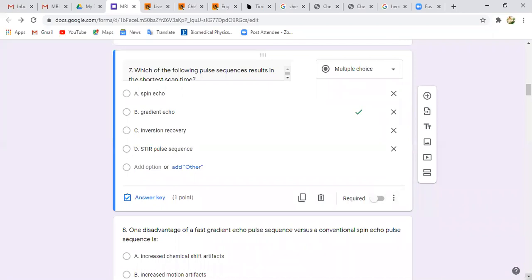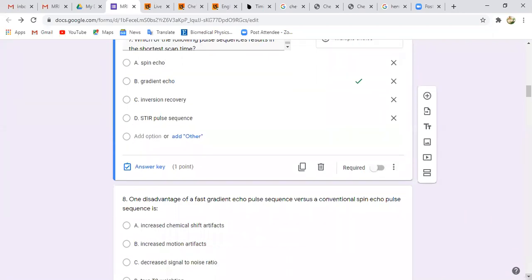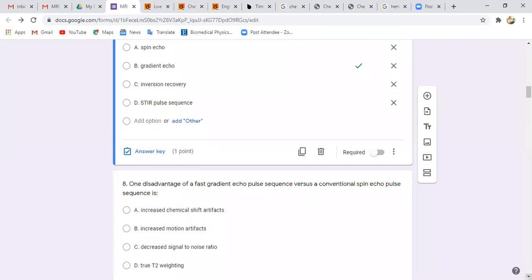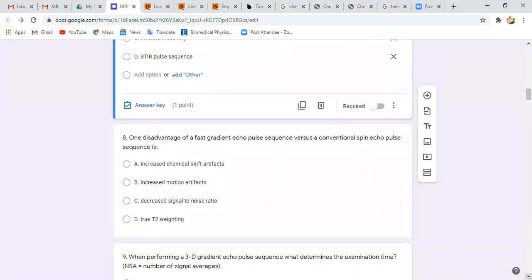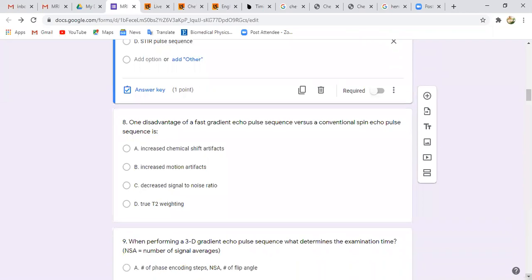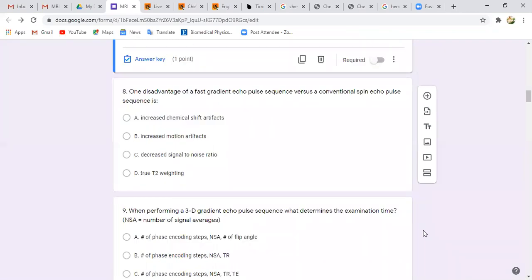For 8, one disadvantage of fast spin echo pulse sequences versus the conventional spin echo pulse sequences. I think this should also be a C: decreased signal to noise ratio, SNR.